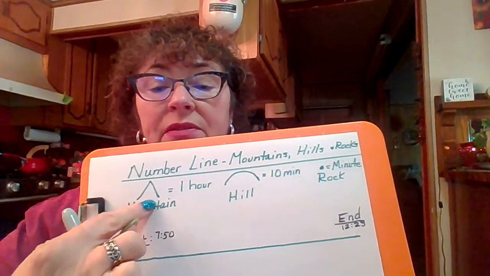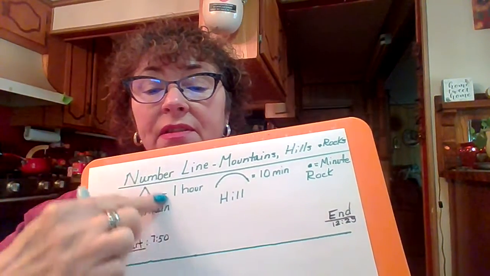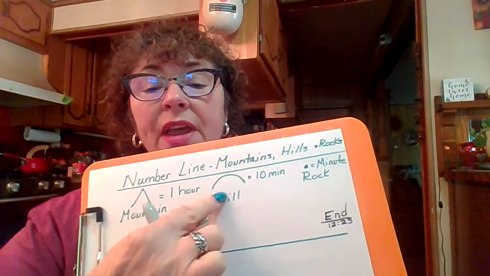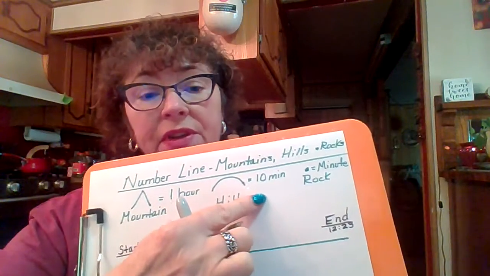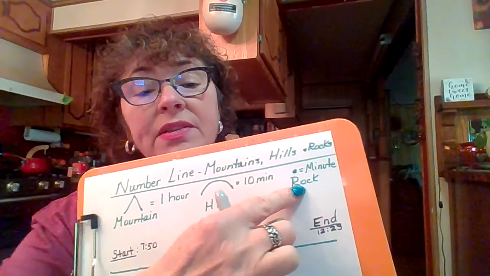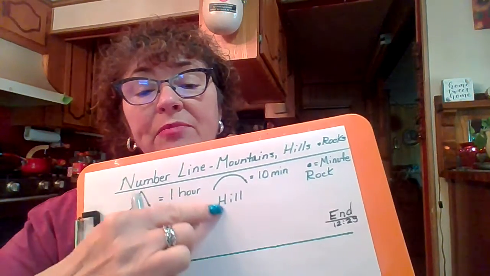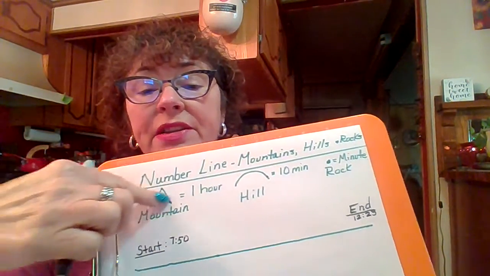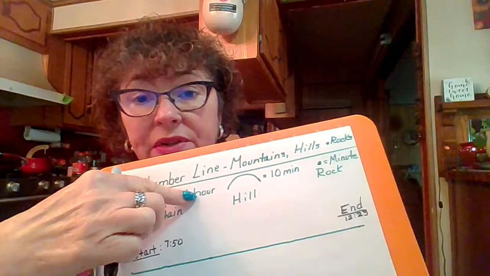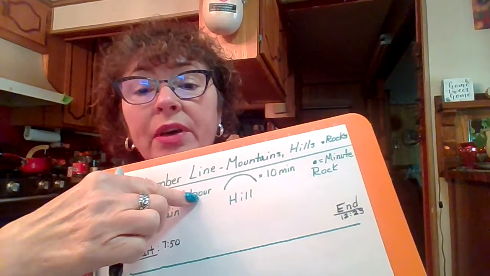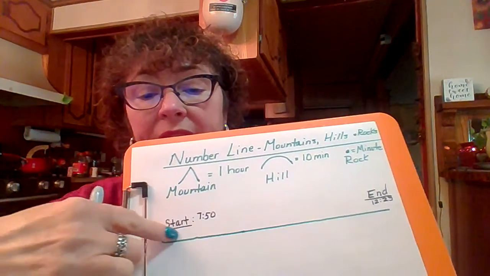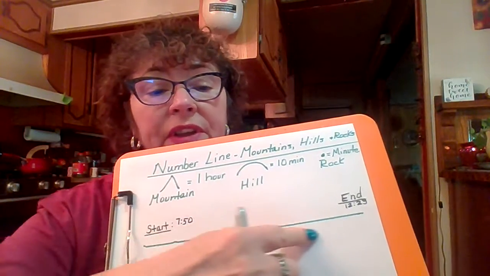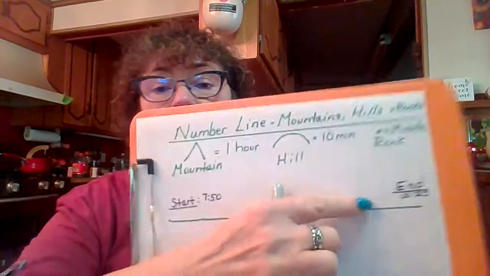Okay. So this is called Mountains, Hills, and Rocks. Here's a mountain. It looks like a teepee. A hill is curved. And then the rocks are the minutes. So that means the hills are the 10 minutes and the mountains are an hour. We're going to start with the mountains. We want to go as close as we can from 7:50 to 12:23.